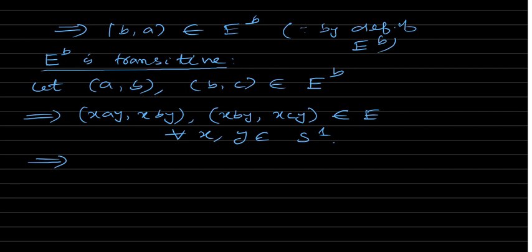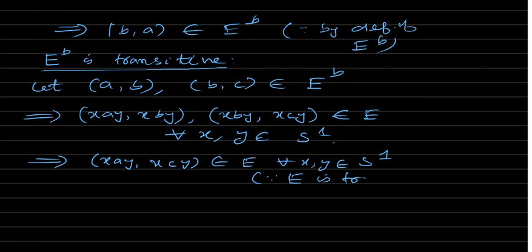So now since E is transitive, we can apply the transitive property of E. This gives (xay, xcy) belongs to E for all x, y belongs to S1, because this E is transitive, which implies (a, c) belongs to E flat.